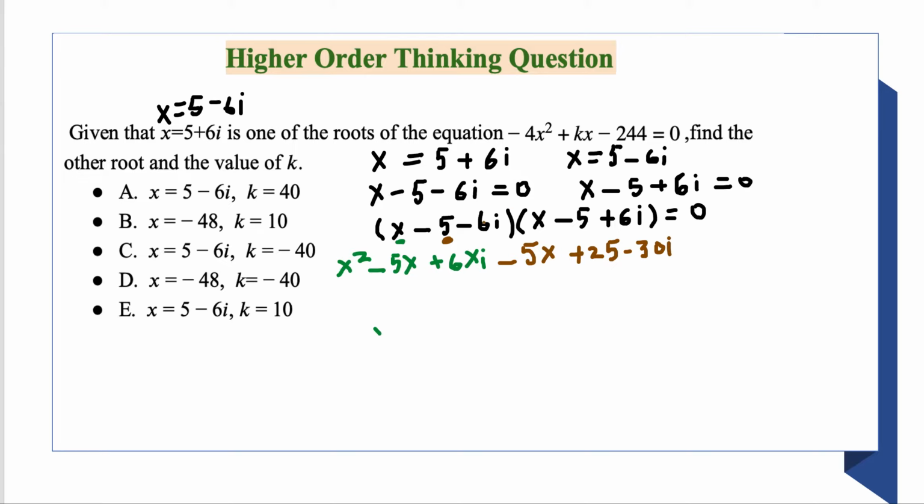But now I'm going with the third term here. Let me take a different color. It's much easier to see. Negative 6i times x is negative 6xi. Then negative 6i times negative 5 is a positive 30i. Just to make sure we are doing a correct distribution. And negative 6i times plus 6i is a negative 36i squared. So we are here.